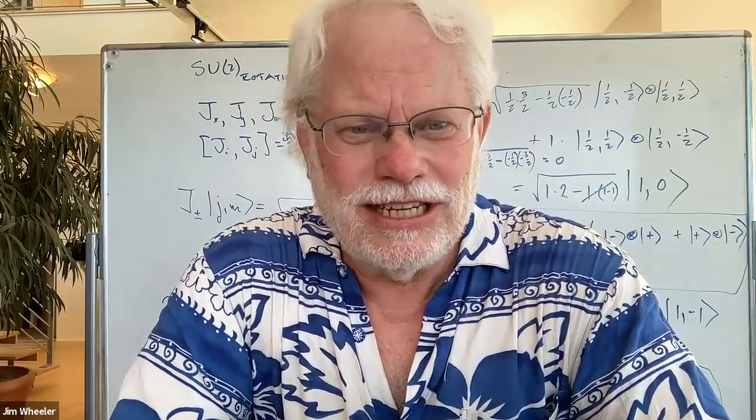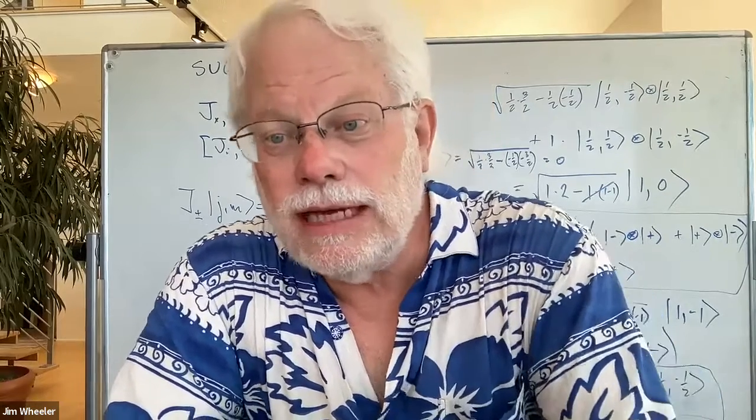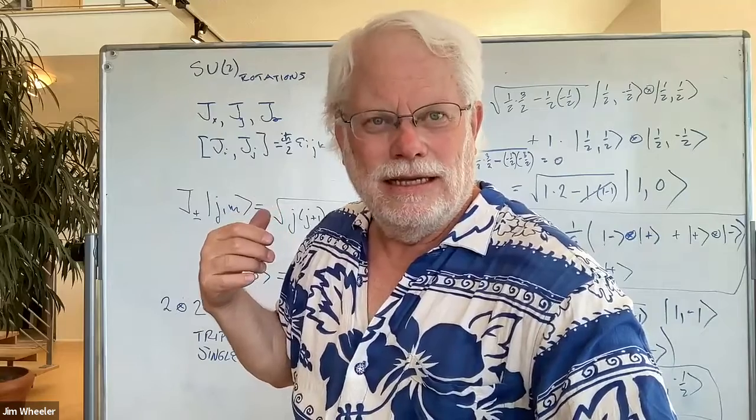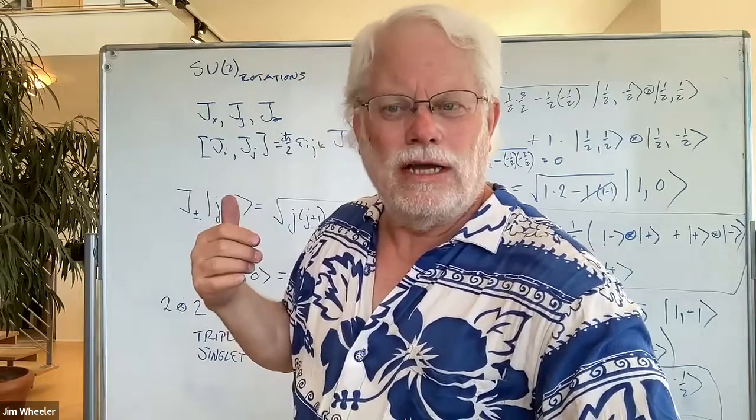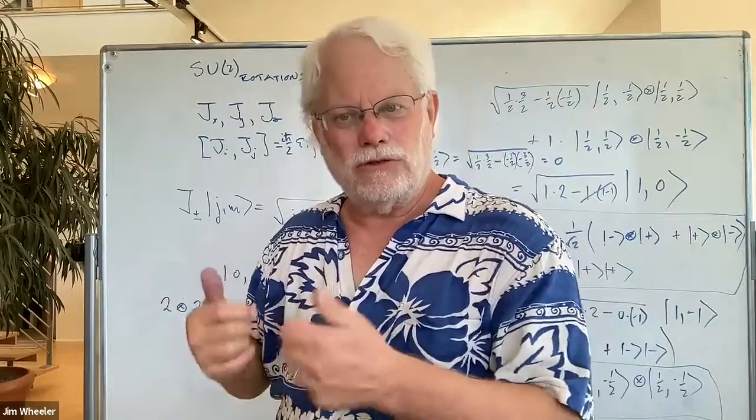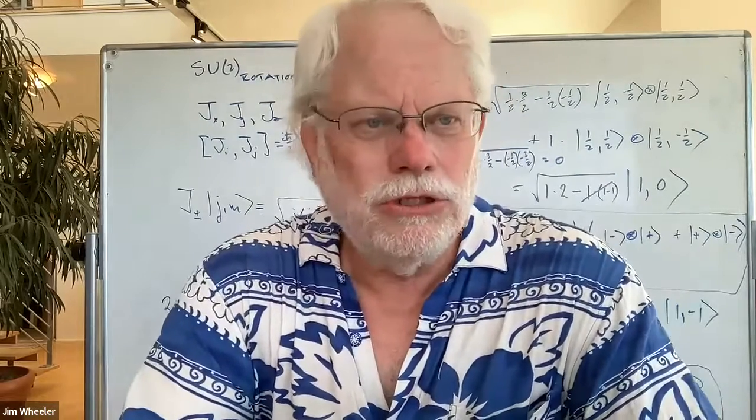Oh, you guys are suddenly looking tired. We're about done here. So try that one. Try adding together a J equals 1 with a J equals a half, or 2 J equals 1s. Try a couple of these, and I will send out some notes on this.